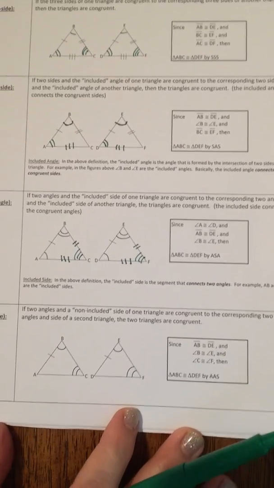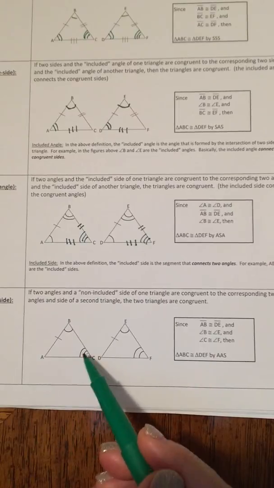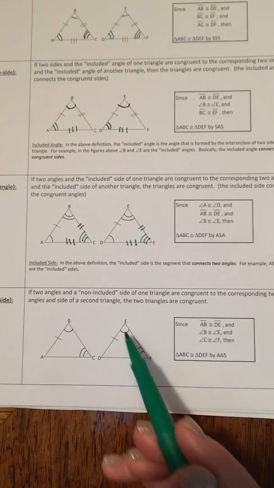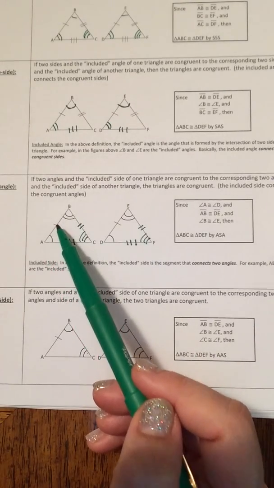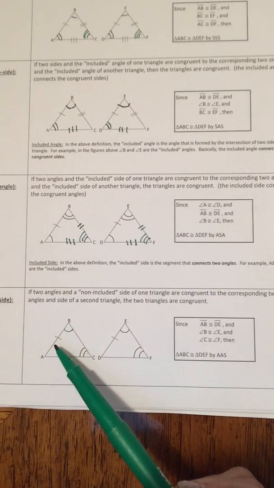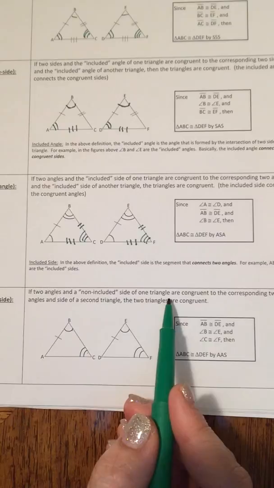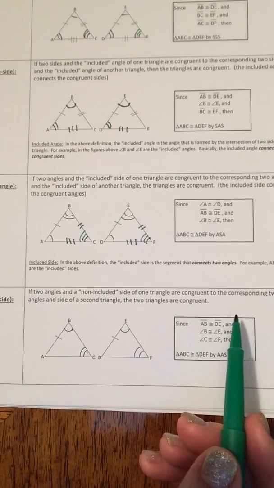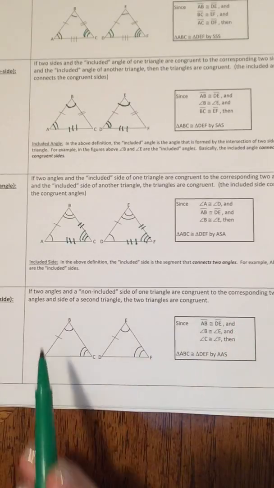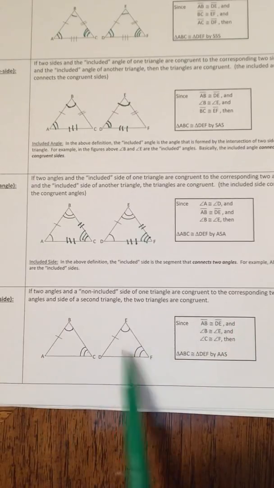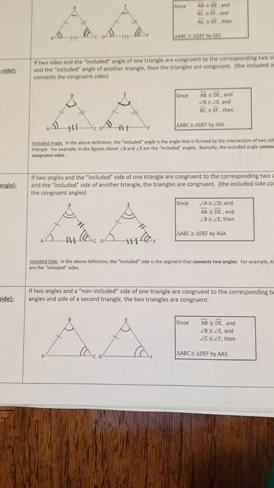The fourth one is angle, angle, side. So notice the side is outside of the 2 angles on this one, so it's angle, angle, side, as opposed to the one up above, which is angle, side, angle. You see this one has an included side. This one does not have an included side. It says if two angles and a non-included side of one triangle are congruent to the corresponding two angles and side of a second triangle, the two triangles are congruent. So this is your angle, angle, side, and again, you can make all kinds of conclusions because of CPCTC. Corresponding parts of congruent triangles are congruent.